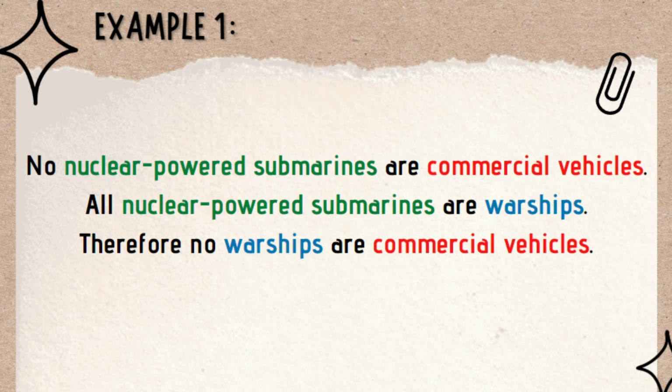Example number one: No nuclear power submarines are commercial vehicles. All nuclear power submarines are warships. Therefore, no warships are commercial vehicles. This is the first example.